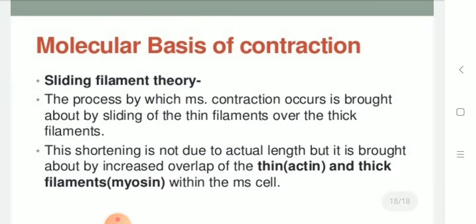Molecular basis of contraction: the sliding filament theory. It is a very important theory in your syllabus. Please do not avoid this theory.